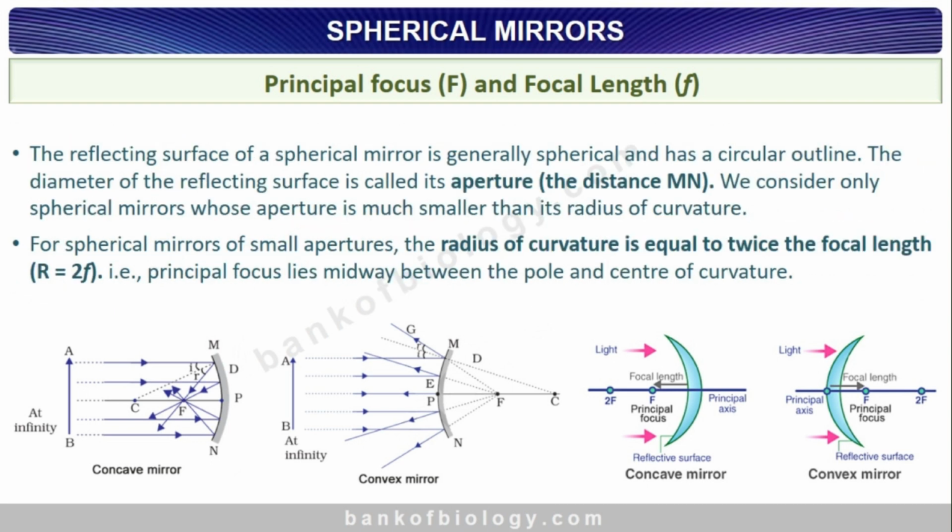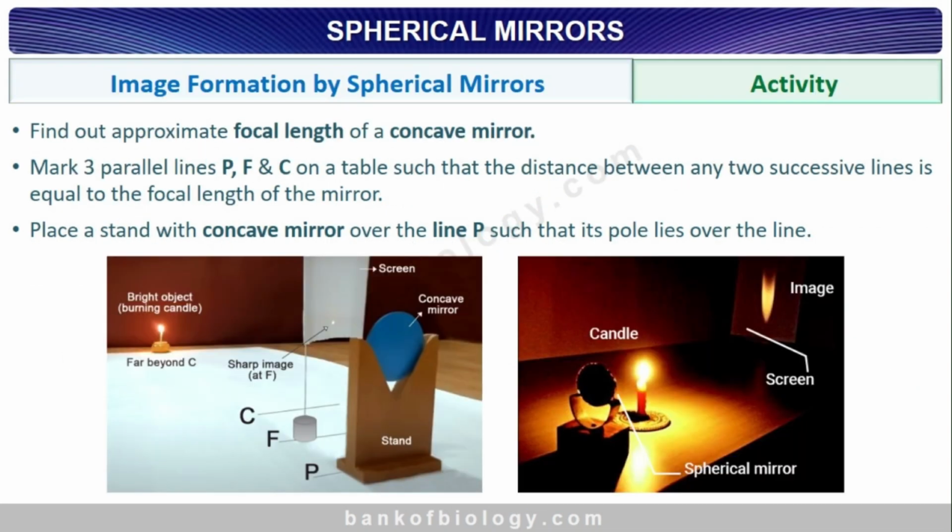The reflecting surface of a spherical mirror is generally spherical and has a circular outline. The diameter of the reflecting surface is called the aperture. We consider only spherical mirrors whose aperture is smaller than their radius of curvature. For spherical mirrors of small apertures, the radius of curvature is equal to twice the focal length, R equals 2f. The principal focus lies midway between the pole and the center of curvature.